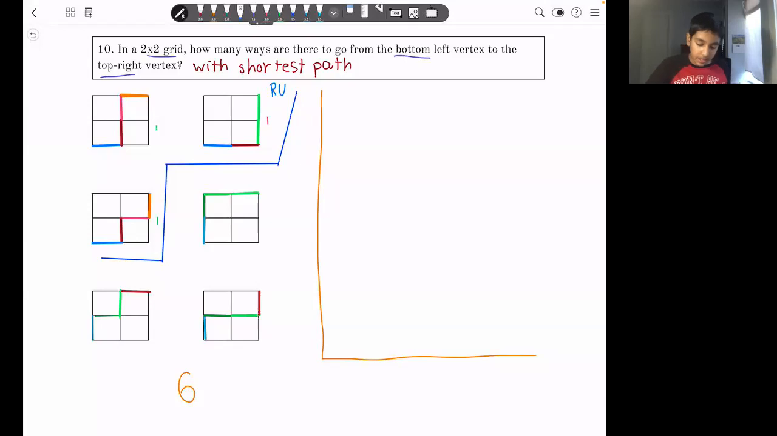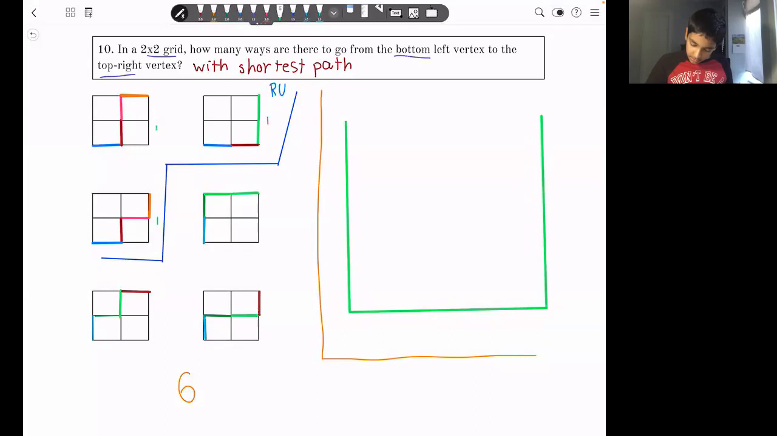Let's go to the second way. So now here's the second way, the smarter way of doing it, which maybe we'll have time to go over. So let's say we have another grid, a 2x2 grid at the center here.